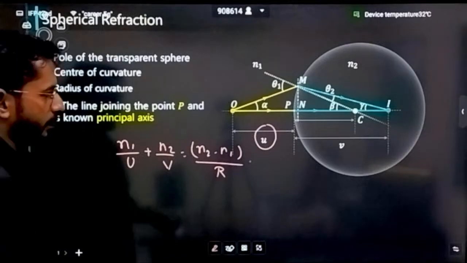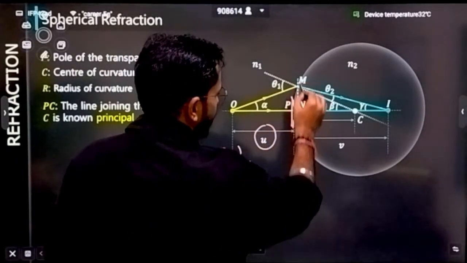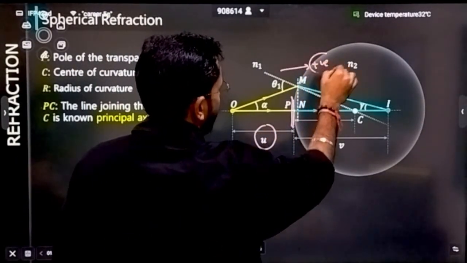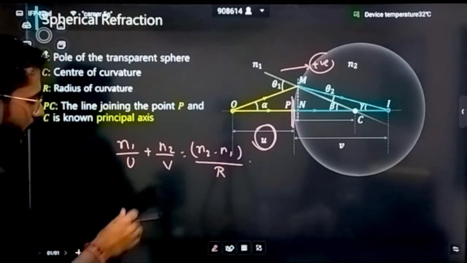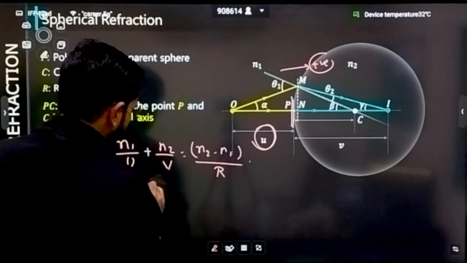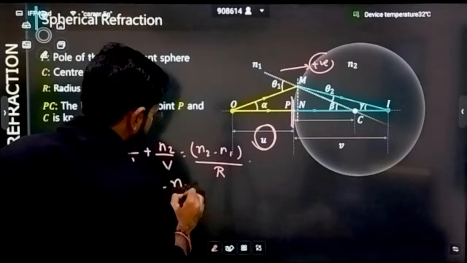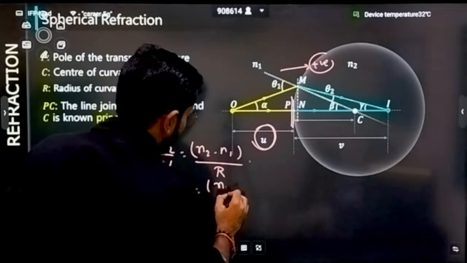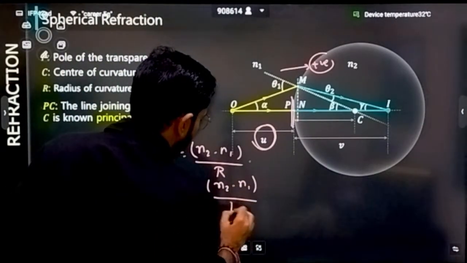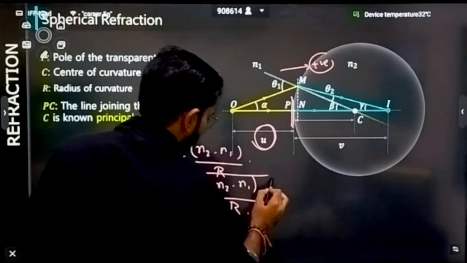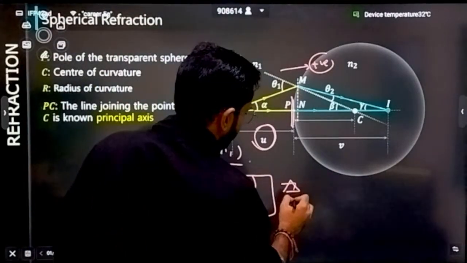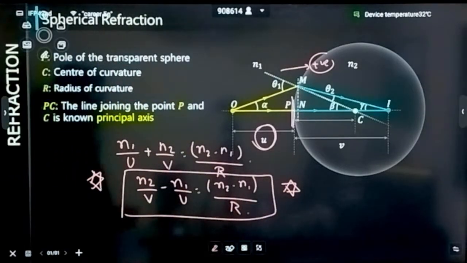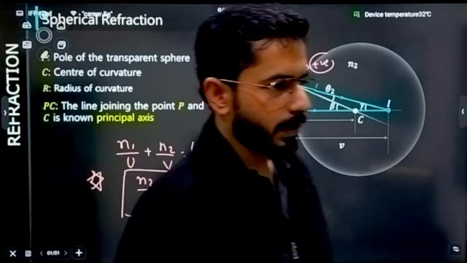Correct? Now what you can say is that the direction of the incident ray is taken as positive. That means this u will become what? Negative. If this becomes negative, what can you say? n2 by v minus n1 by u is equal to n2 minus n1 divided by r. This is the final result that you have to remember. This is the final result that you have to remember. Is it clear?